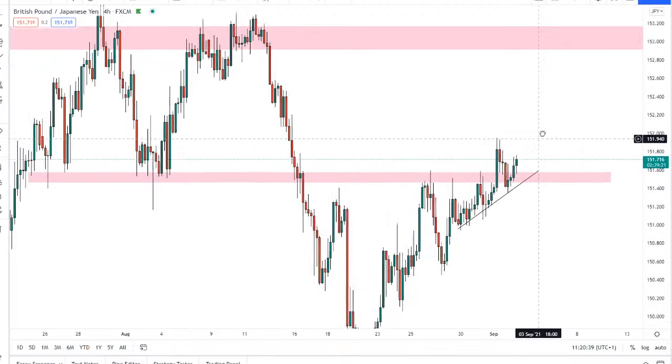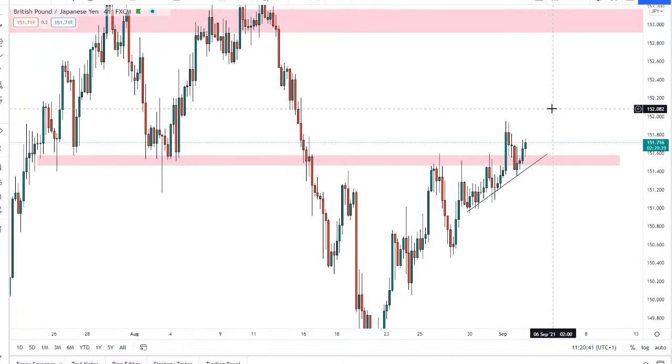So yeah, I do agree with that. It's looking bullish. Like I said, if we can get below the trend line, I'll look for those sells. But if it doesn't, then I think it's onwards and upwards for pound JPY.